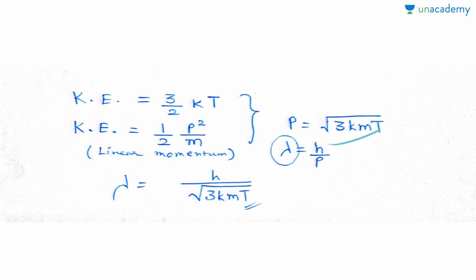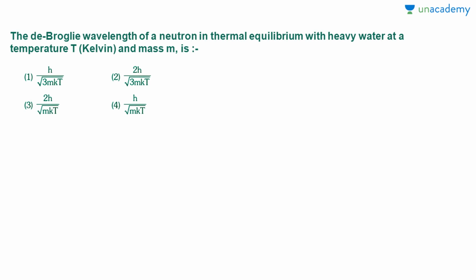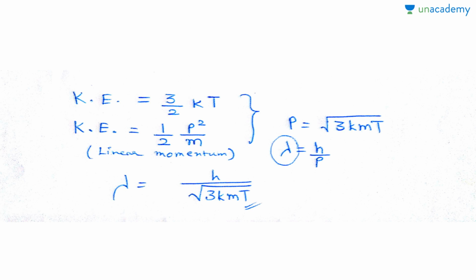Now we have already derived p, so putting the value of p, we'll have the value of the wavelength. This is the de Broglie wavelength. We'll have the value h upon under root 3 m k T, and that matches with the first option. So first is the correct option.